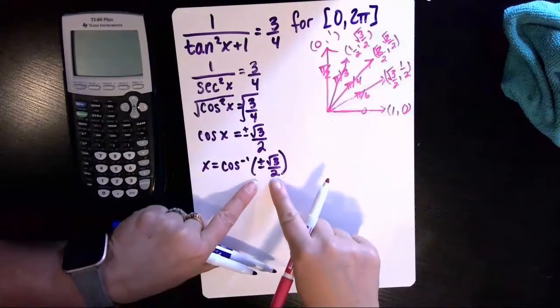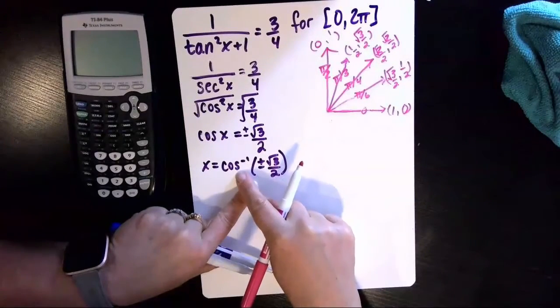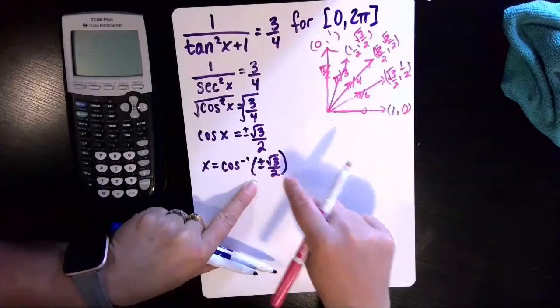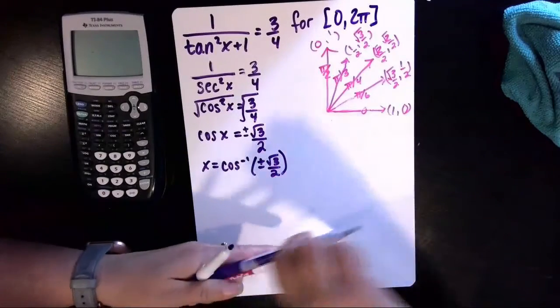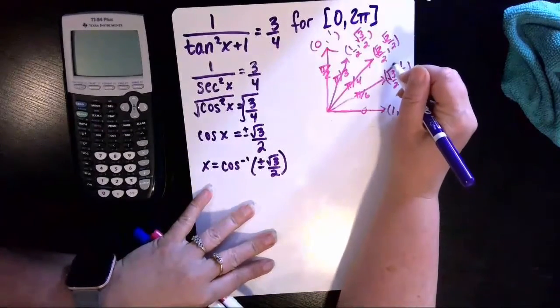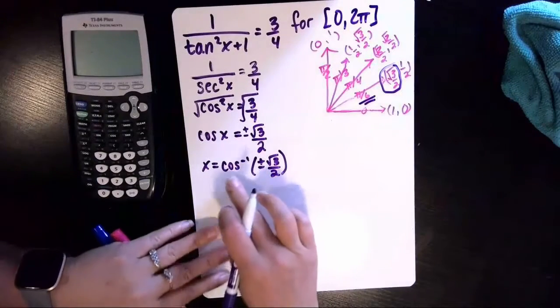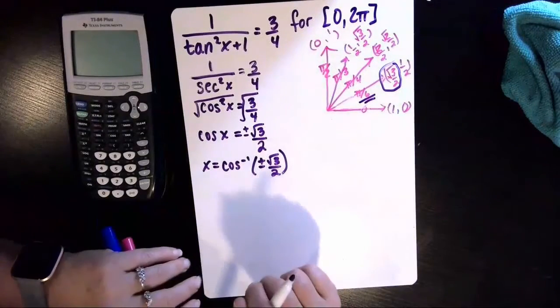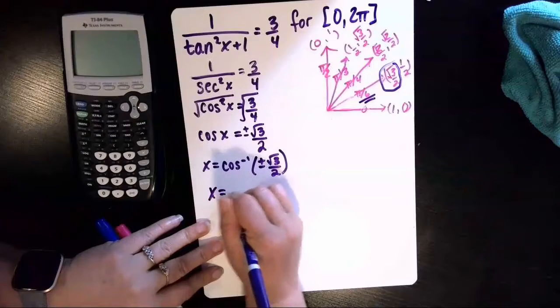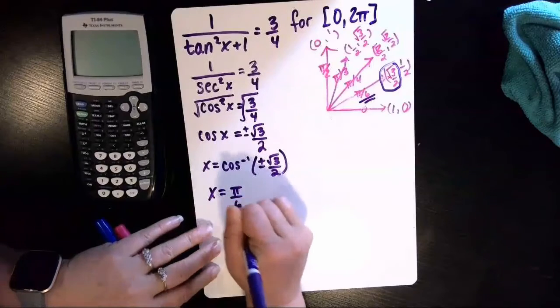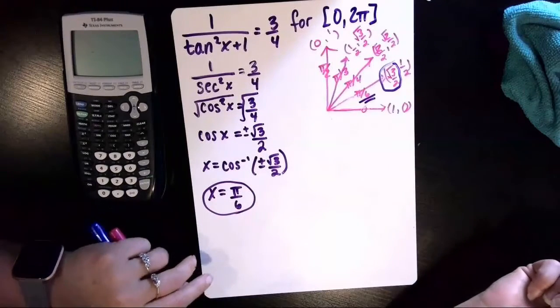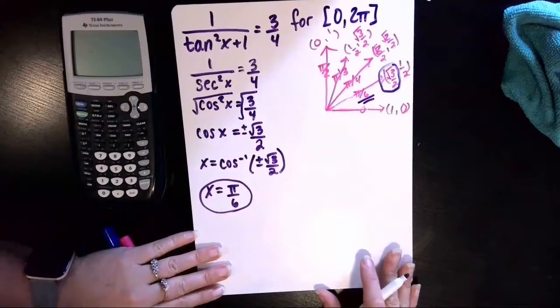Okay, we want to find the cosine, which remember is the x-coordinate that has a root 3 over 2. And that would be right here at pi over 6. Right? Pi over 6 has a cosine of root 3 over 2. So x equals pi over 6 is one of the solutions to this trig equation.